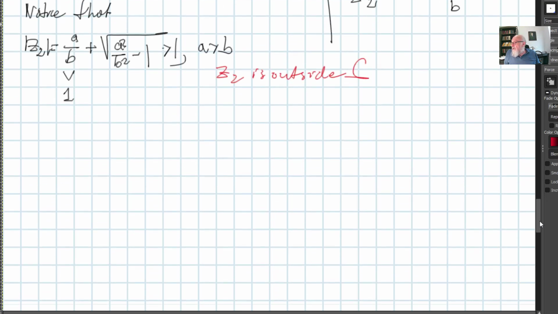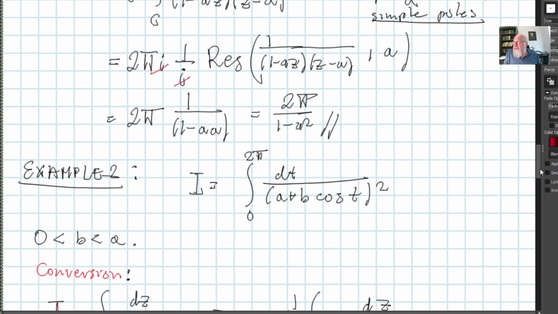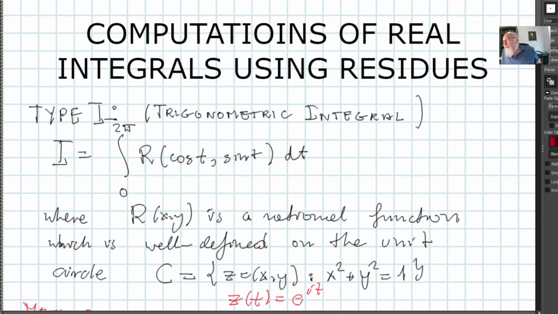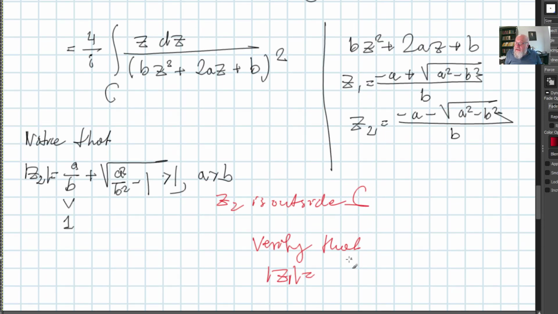You can verify that this one is inside, but I would say just try it. So verify now that z1, and now I can write down what exactly. Oh, second, what's happening? I lost the track. Oh, z1. So this one is equal to minus a plus the square root of a squared minus b squared divided by b, that one is indeed smaller than 1.